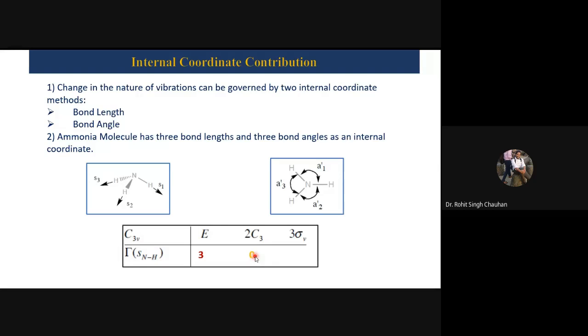Now, σv. How many σv are present in the ammonia molecule? I told you 3. How come? One is along this one, another is along this one, and the third one is along this one.